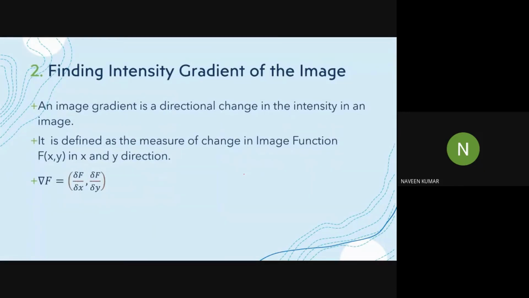The next step is finding the intensity gradient of the image. An image gradient is a directional change in the intensity of an image, and it is defined as the measure of change in the image function f(x,y). Actually, an image is a function of x and y, different in x and y direction, as you know. So it is given by delta f by delta x and delta f by delta y.